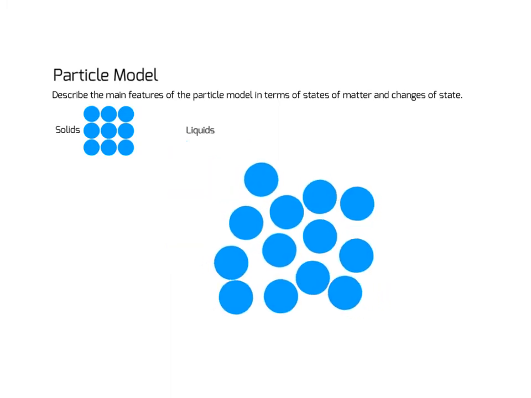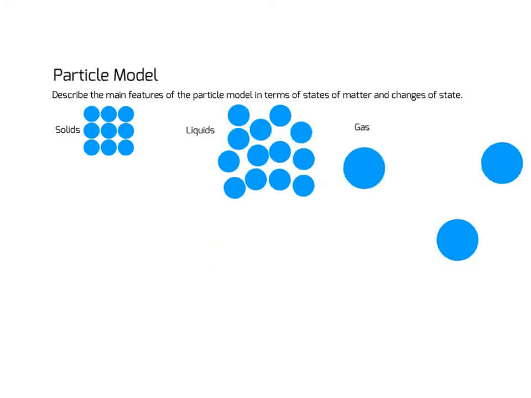The next state of matter to consider is liquids. The particles in a liquid are touching and they move around and past each other. In a liquid, the particles have a random arrangement, they're touching. The particles move past each other in all directions, and there are quite strong forces of attraction. These properties mean that liquids can flow, but they can't be compressed.